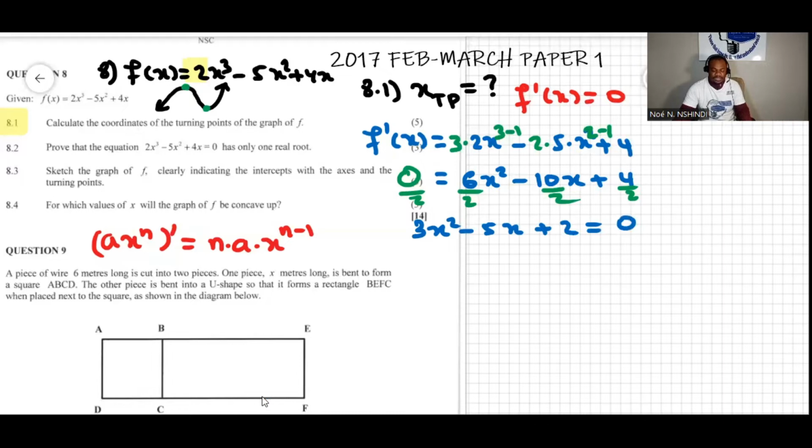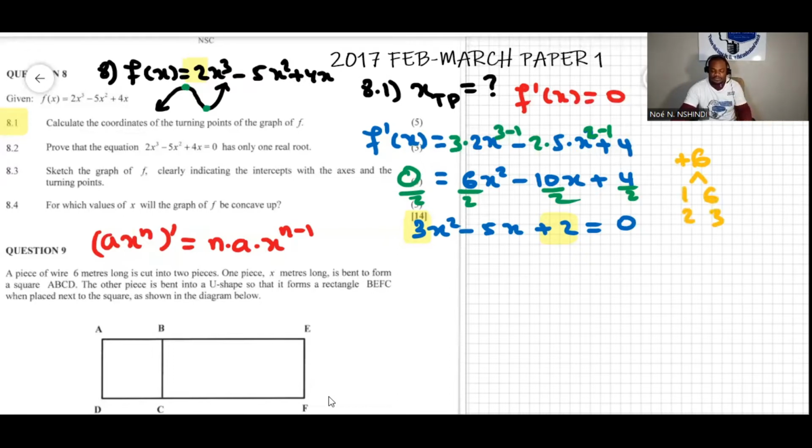Now we have a trinomial. We can solve this by factorization, for instance. This is what we do, because we have a coefficient here different than 1. I want to take 3 times the last term. 3 times 2 equals 6, positive 6. Now what are the factors of 6? Preferably in ascending order, they are 1 and 6.